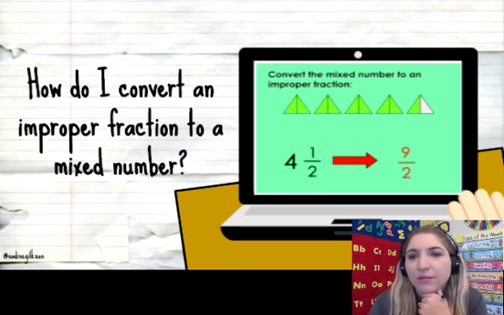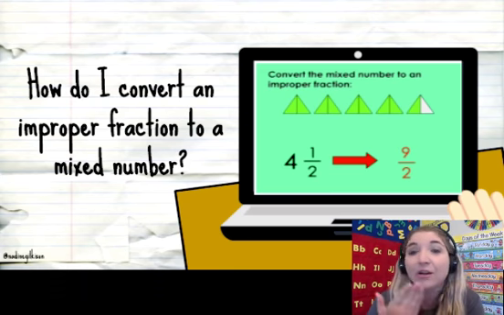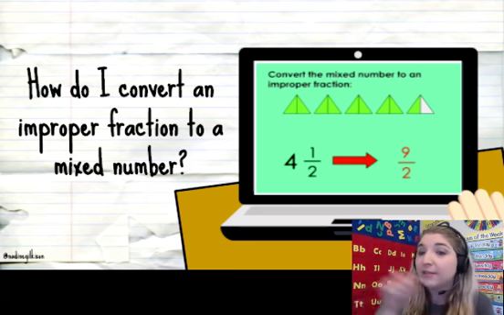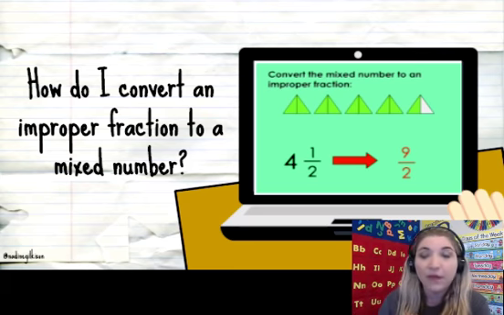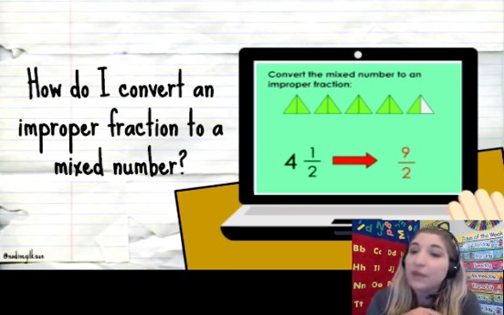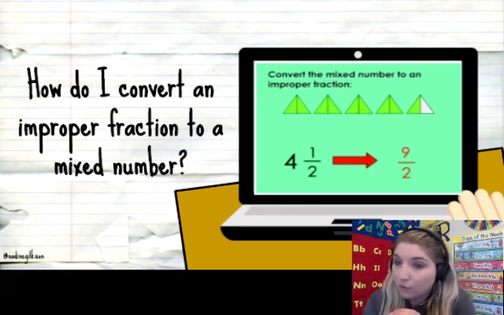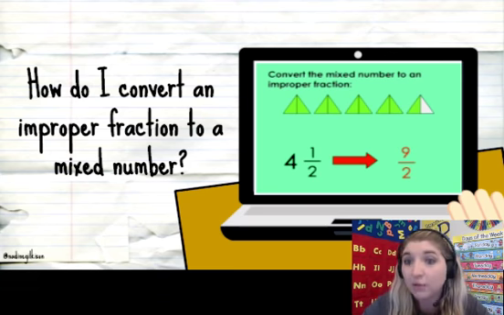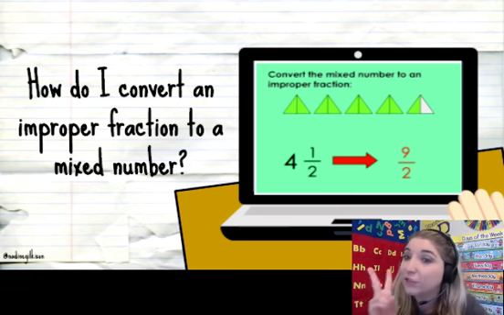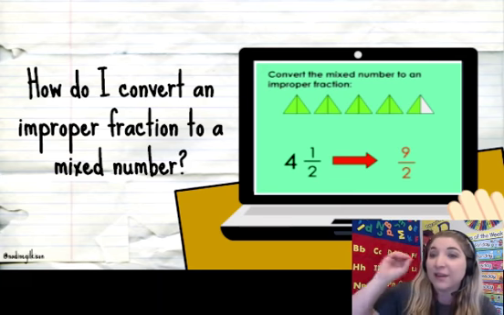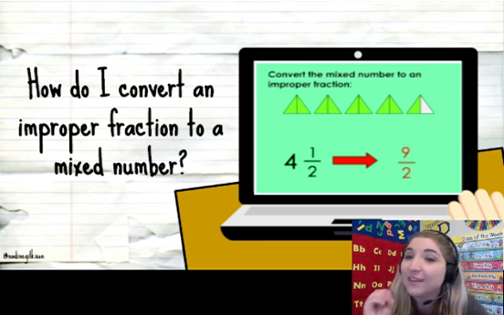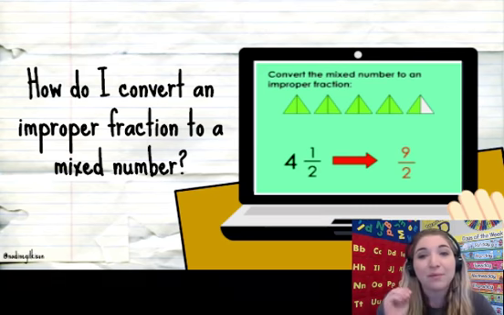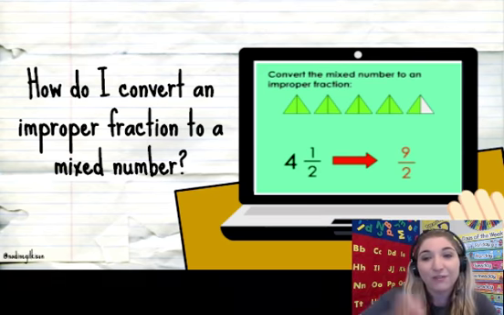Or you can even count how many are shaded. 1, 2, 3, 4, 5, 6, 7, 8, 9 are shaded. So 9 is the numerator because the shaded part of a fraction is always in the numerator. And the total number of pieces in a whole is in the denominator, and the total number of pieces in the whole is 2. So my numerator is 9 and my denominator is 2. So my improper fraction is 9/2.